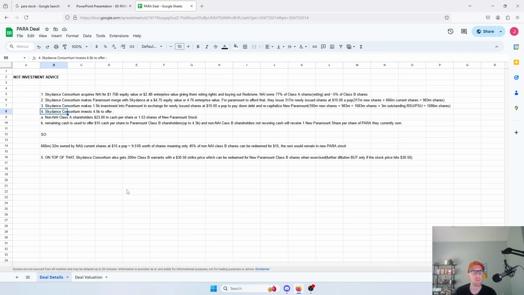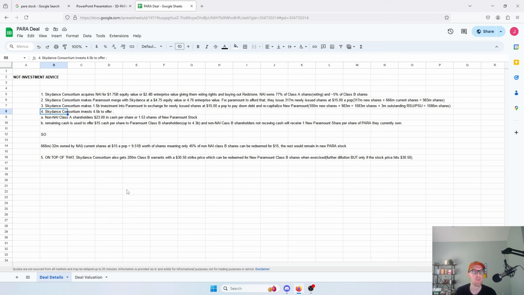They make Paramount merge with Skydance at that $4.7 billion equity valuation. For Paramount to afford that, they issue 317 million newly issued shares at $15 a pop. So 317 million new shares plus the 666 million current shares gets you to almost a billion shares. Then they make a $1.5 billion investment into Paramount in exchange for newly issued shares, again at $15 a pop, to pay down debt and recapitalize New Paramount. That brings you to almost 1.1 billion shares after the additional 100 million plus 3 million outstanding RSUs, PSUs, which gets you to 1.086 billion shares. So you're going from 666 million shares right now to almost 1.1 billion shares after these investments, these mergers, etc.